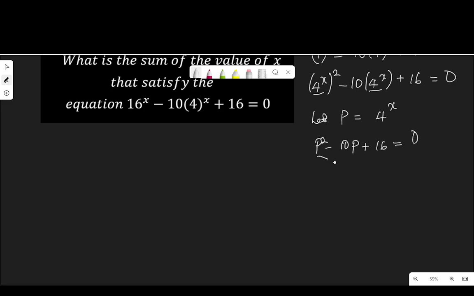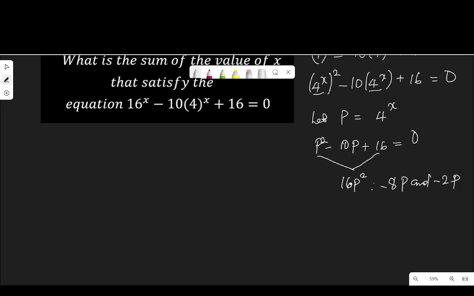This is a quadratic equation. To solve this, I multiply p squared by the constant term, which is 16. So p squared times 16 is 16p squared. Now look for two factors of 16p squared that can add up to minus 10p. Factors that can add up to 10p are 8p and 2p. And we are looking for negative 10p, which means both of them have to be negative. So negative 8p and negative 2p. When we add them together, we get negative 10p.